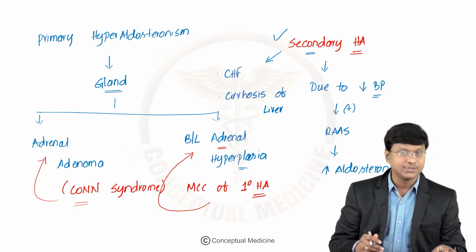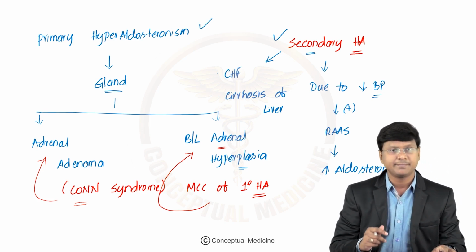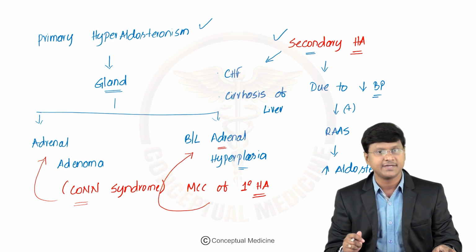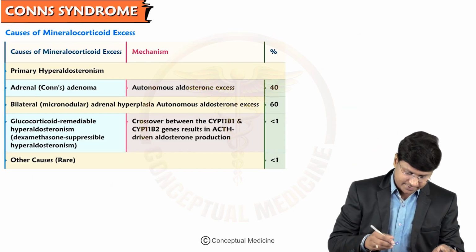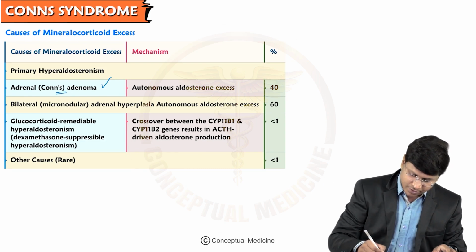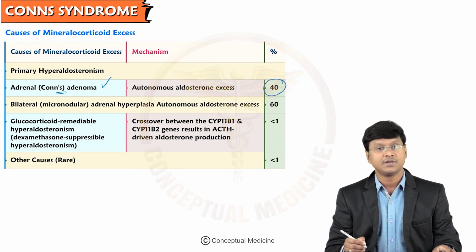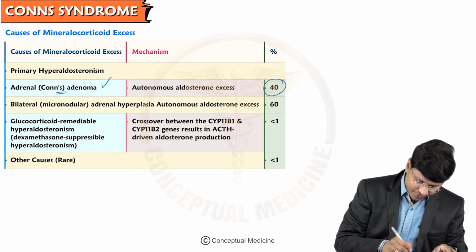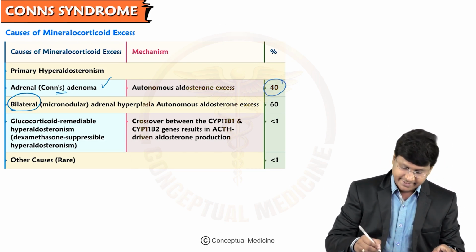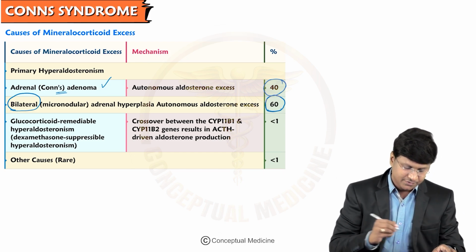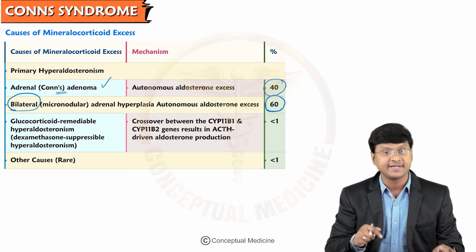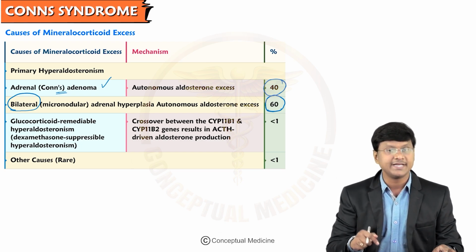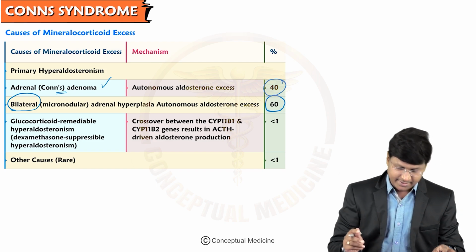Now, let me tell you what are the other etiologies of primary. Primary, I already told you, adrenal adenoma and bilateral adrenal hyperplasia. Adrenal adenoma, which is nothing but Conn syndrome, constitutes 40% of causes for primary hyperaldosteronism. Bilateral adrenal hyperplasia constitutes 60%. Actually, the most common cause for primary hyperaldosteronism is bilateral adrenal hyperplasia, but the most common cause for Conn syndrome is adrenal adenoma.